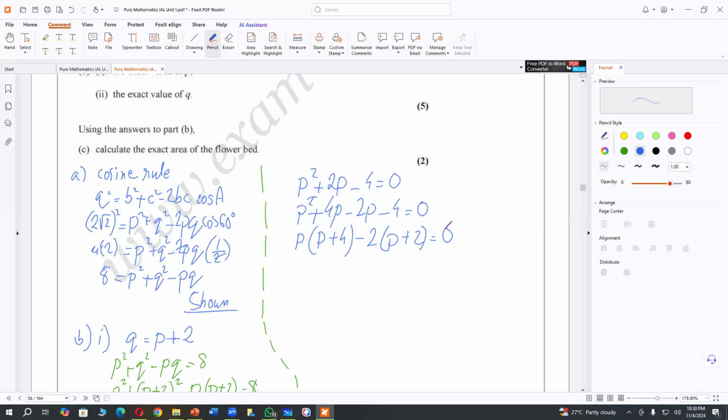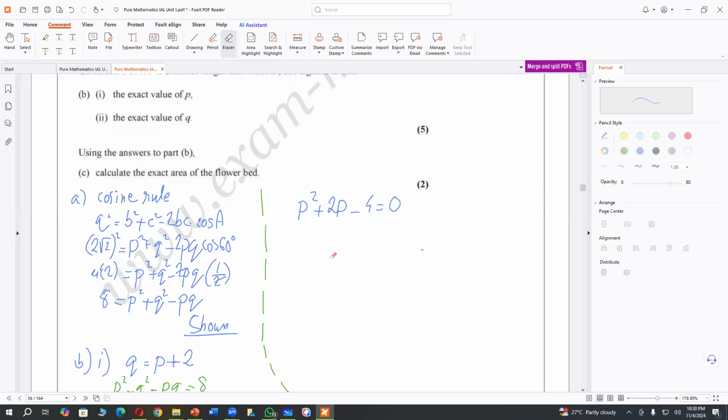But I'm not getting the same numbers. What values of P are you getting? P is minus 1 plus root 5 and minus 1 minus root 5. And what value of Q are you getting? Minus 1 plus root 5 and minus 1 minus root 5. No, but you have to give the answer in exact form, no decimal.